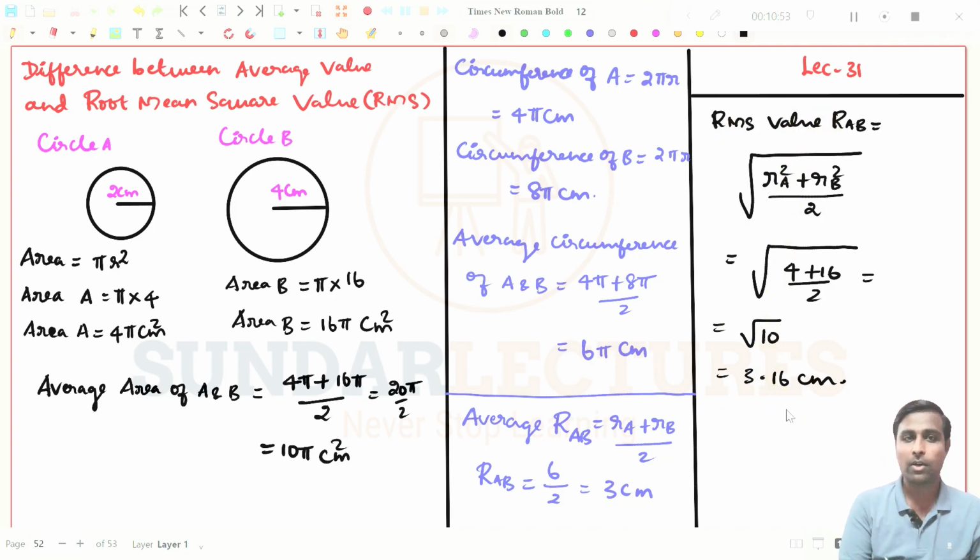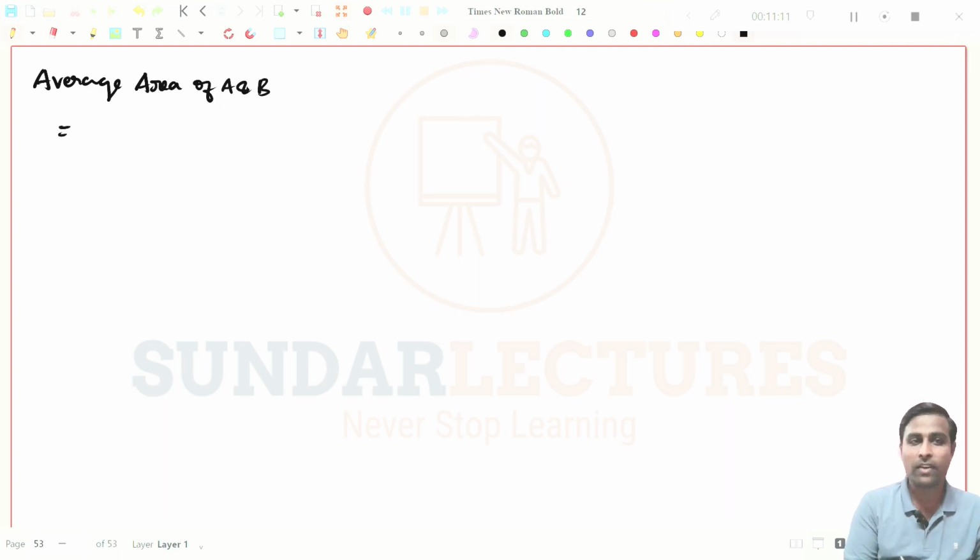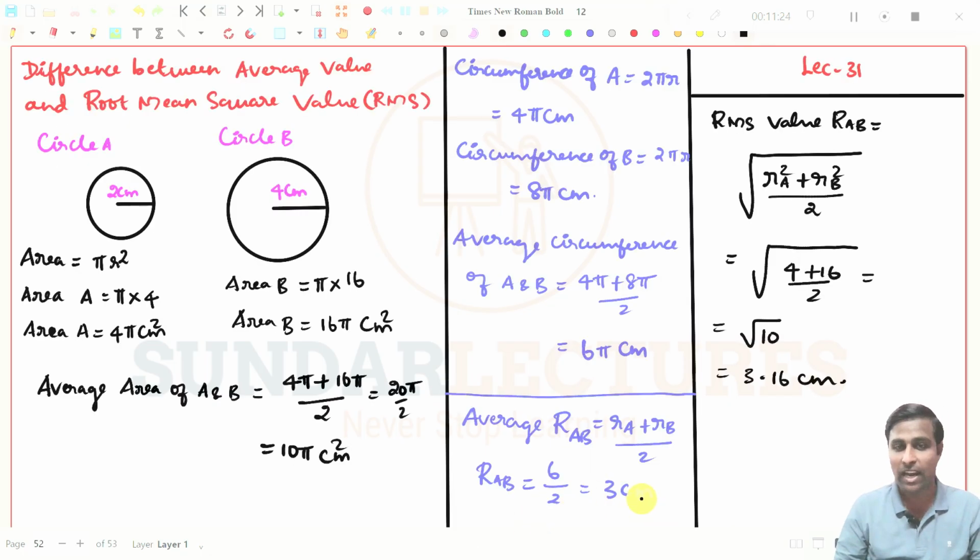We try to find the average area now. See, it is getting interesting, right? So we try to find the average area of A and B. What is the formula we know? That is pi r square, right? So pi is here. First I will substitute this value, the average RAB, that means the average value of radius.